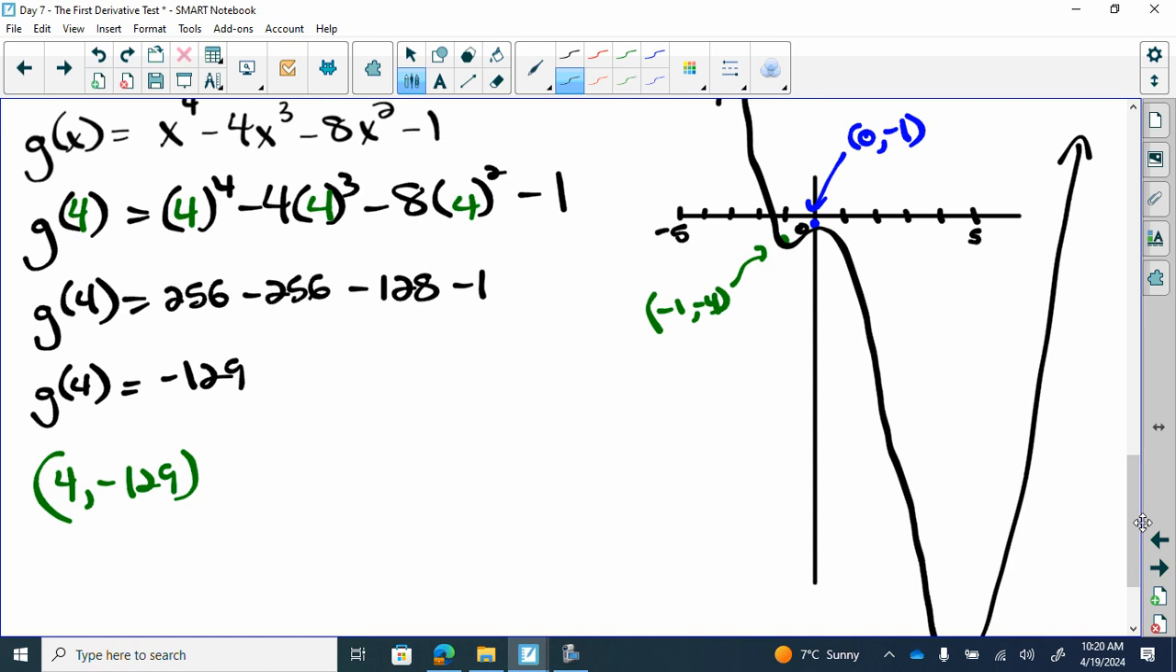For the questions for homework, you'll still need to find the intervals of increase and decrease, but then use your number line to determine where the max and mins are. And remember, when you're looking for the height of the max or the height of the min, you got to go back and plug that into the original function, the y equals, or the f at x equals, or the g at x equals. Cool? Nice. Good job.